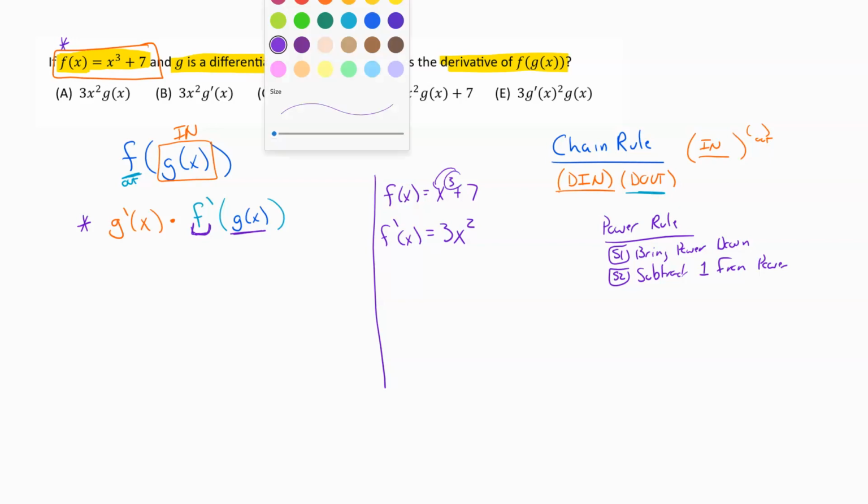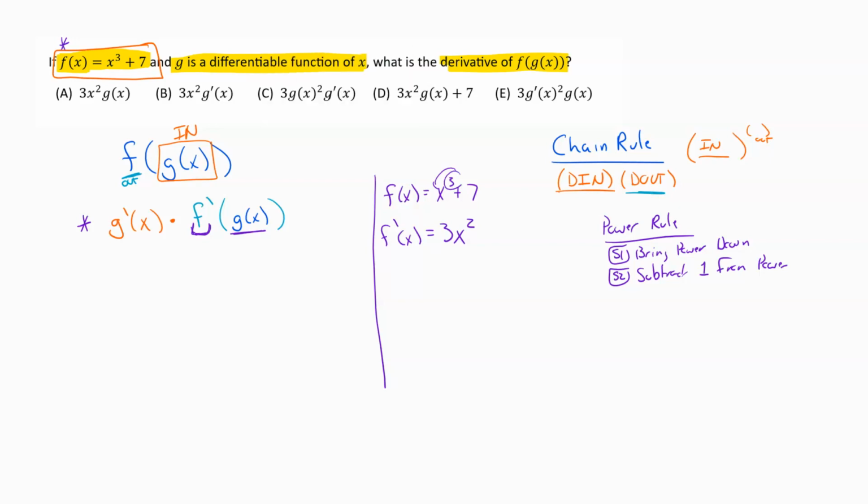And now what we want to do is plug g into that equation. So f prime of g of x. Remember, function notation always works the same. Whatever I replace x with here, you replace x with in the equation. So I replaced x with g of x, so everywhere I see an x up inside there, I'm going to shove in parentheses g of x. So then that would be 3 times g of x squared.